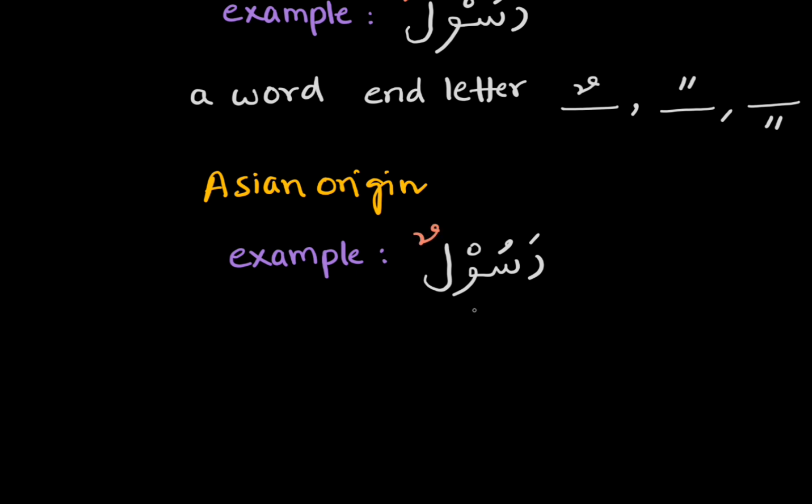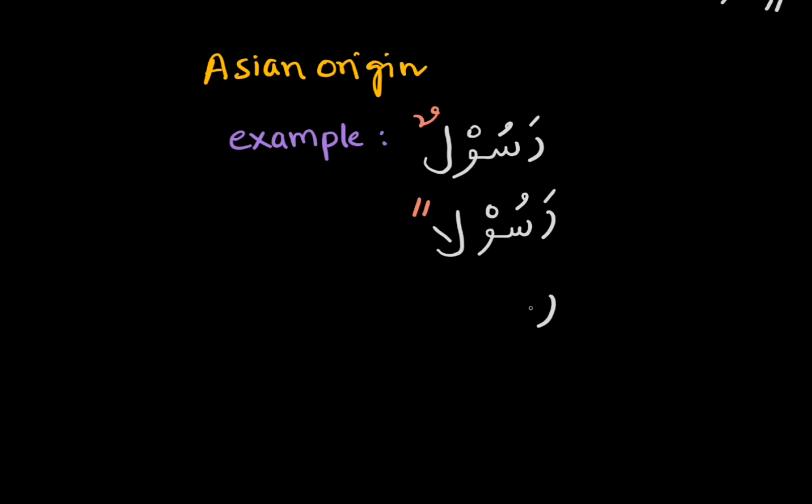This is rasulun. Now if we see rasulan, this rasulan is also a tanween, that is do zabar, you can see. And the last one is rasulin, that is kasra, do zer. So this rasulan or rasulun, rasulan or rasulin, all these are the tanweens.